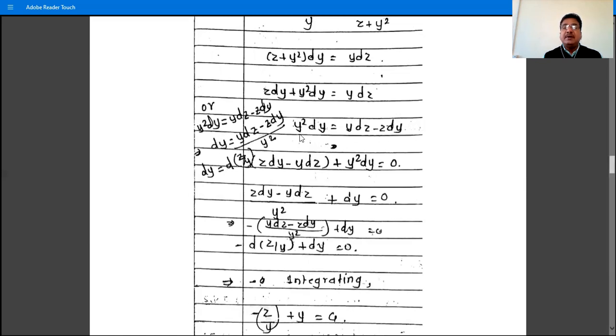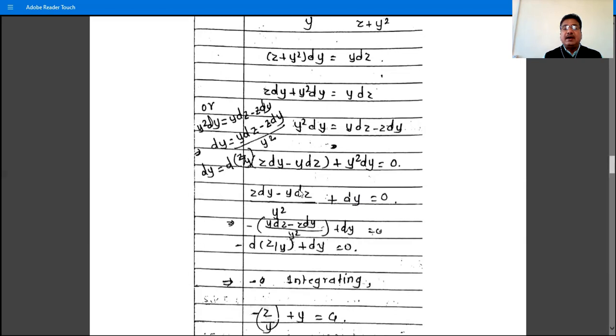So in this example, the divide by y square adjustment is easy because there is y square. If we divide by z square, then what we have is y square by z square, and then the integration of y square by z square becomes complicated.